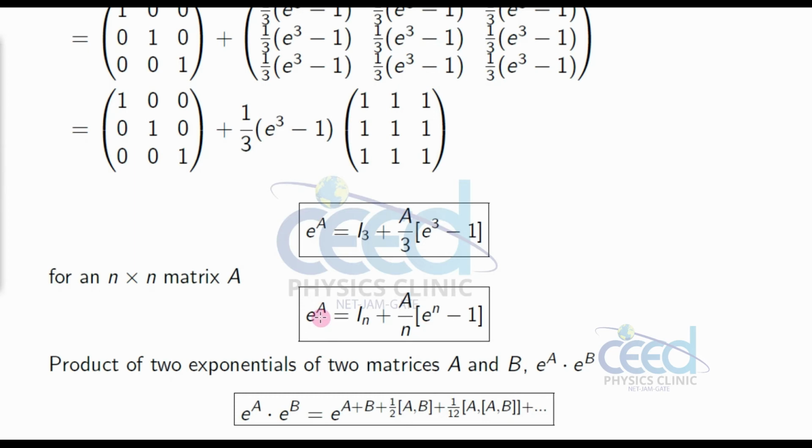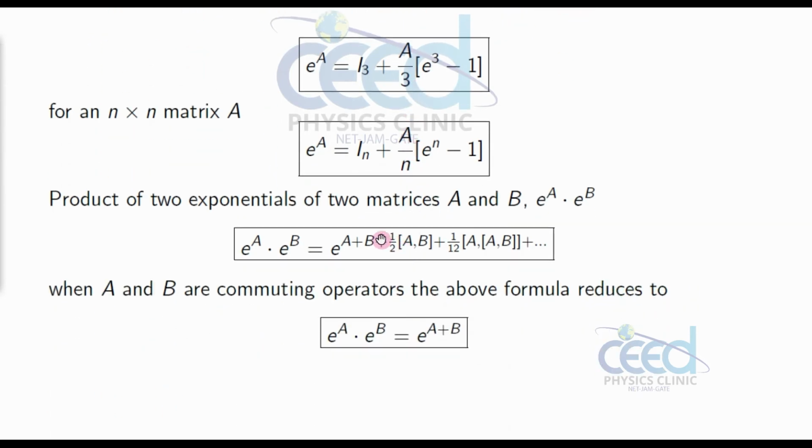So when the questions come, you have to remember this result by heart. We don't have to solve all this. Now suppose you find e raised to a into e raised to b, for two matrices a and b, like a raised to m into a raised to n, we don't have a result like that. Here e raised to a into e raised to b is e raised to a plus b plus half into the commutator of ab plus 1 by 12 into the commutator of ab. So this is the result.